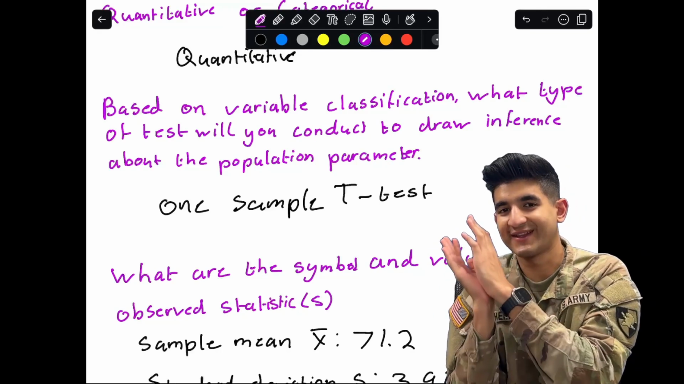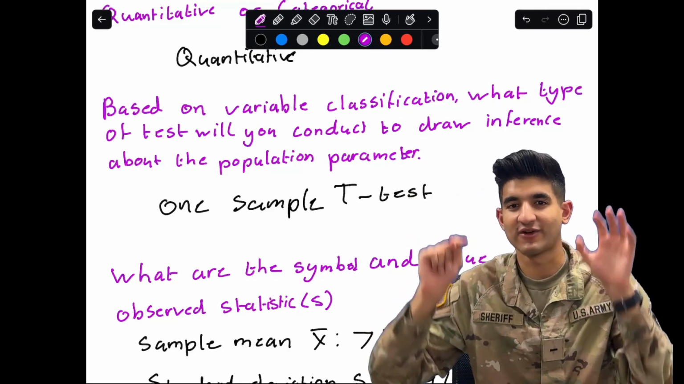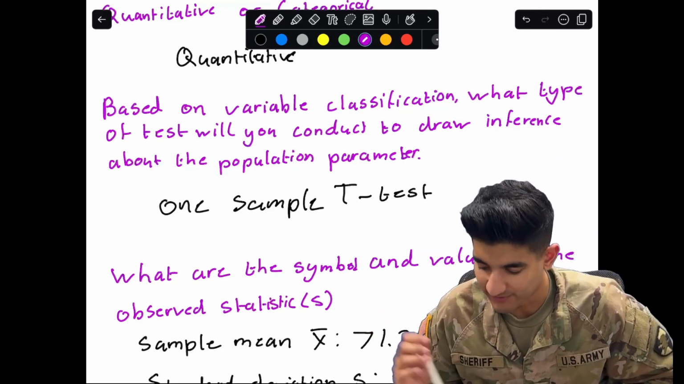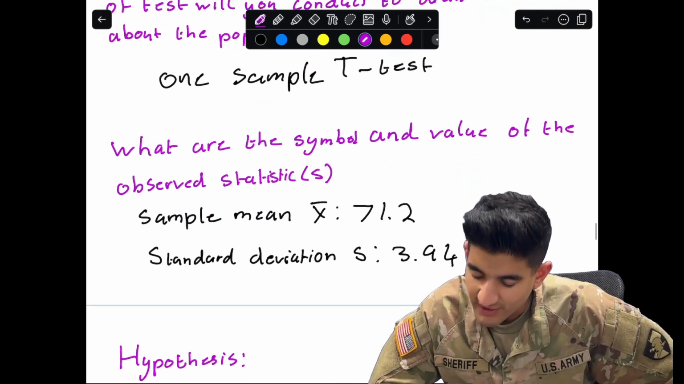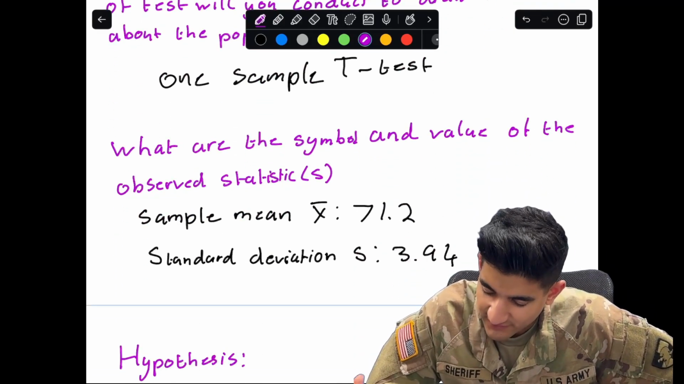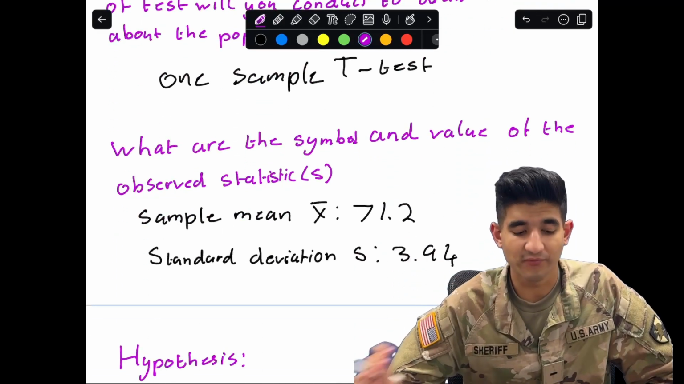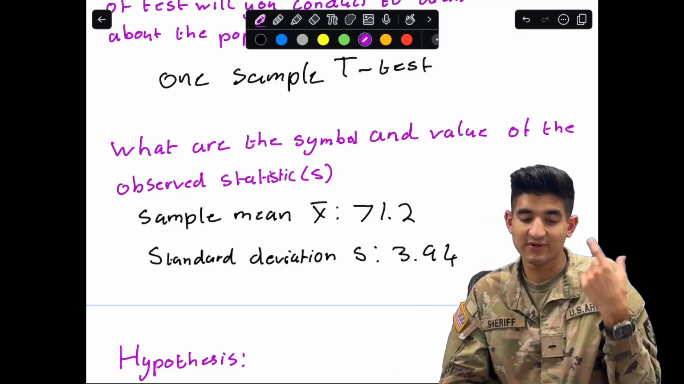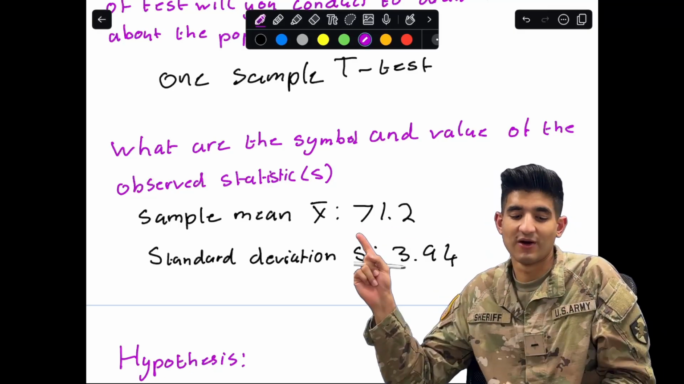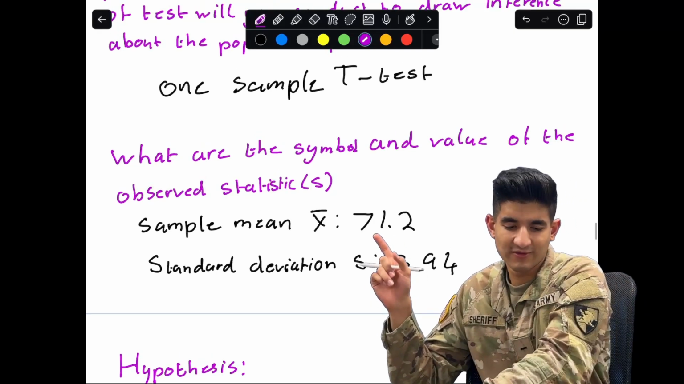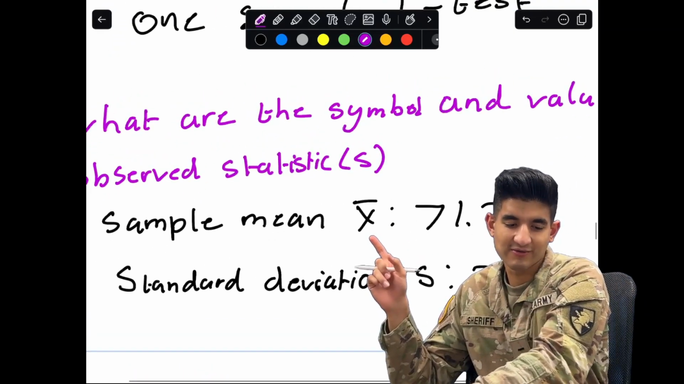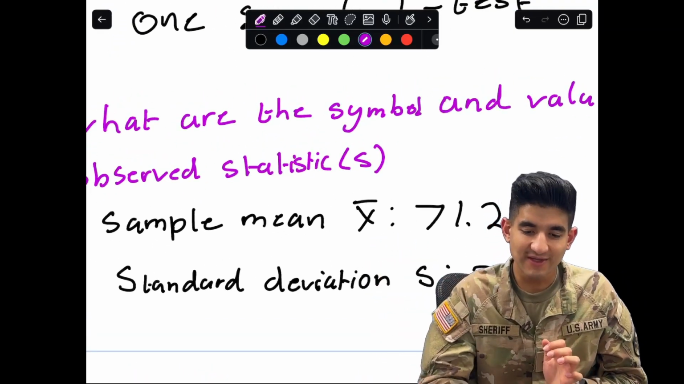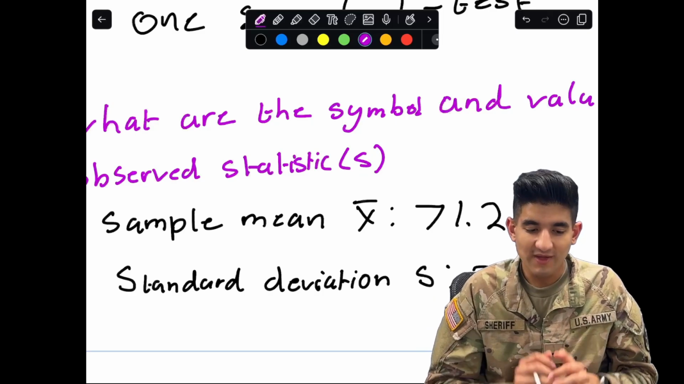Right now we're just checking the less than side of the curve, so we want to do a one sample test. Okay, so what are the symbols and values of the observed statistics? There are really two key things you have to have over here, and the main one is going to be X bar. If you ever see this X bar symbol, that's going to be our sample mean.